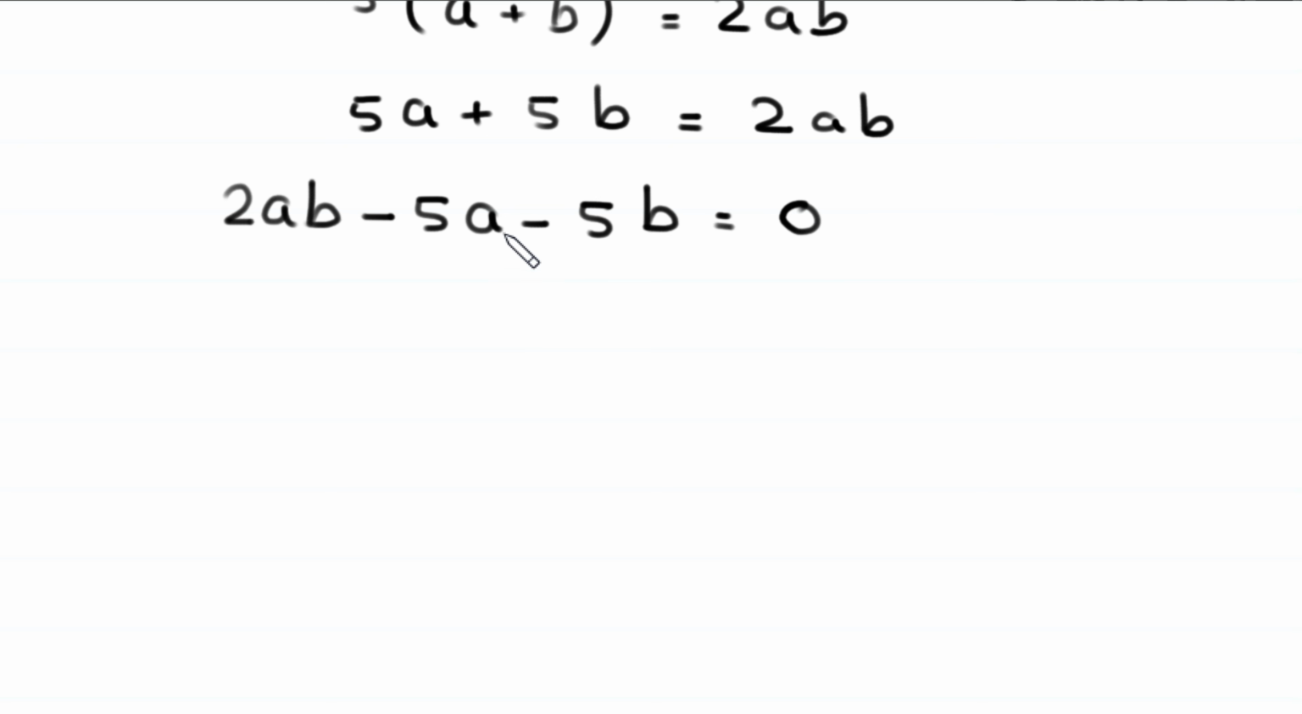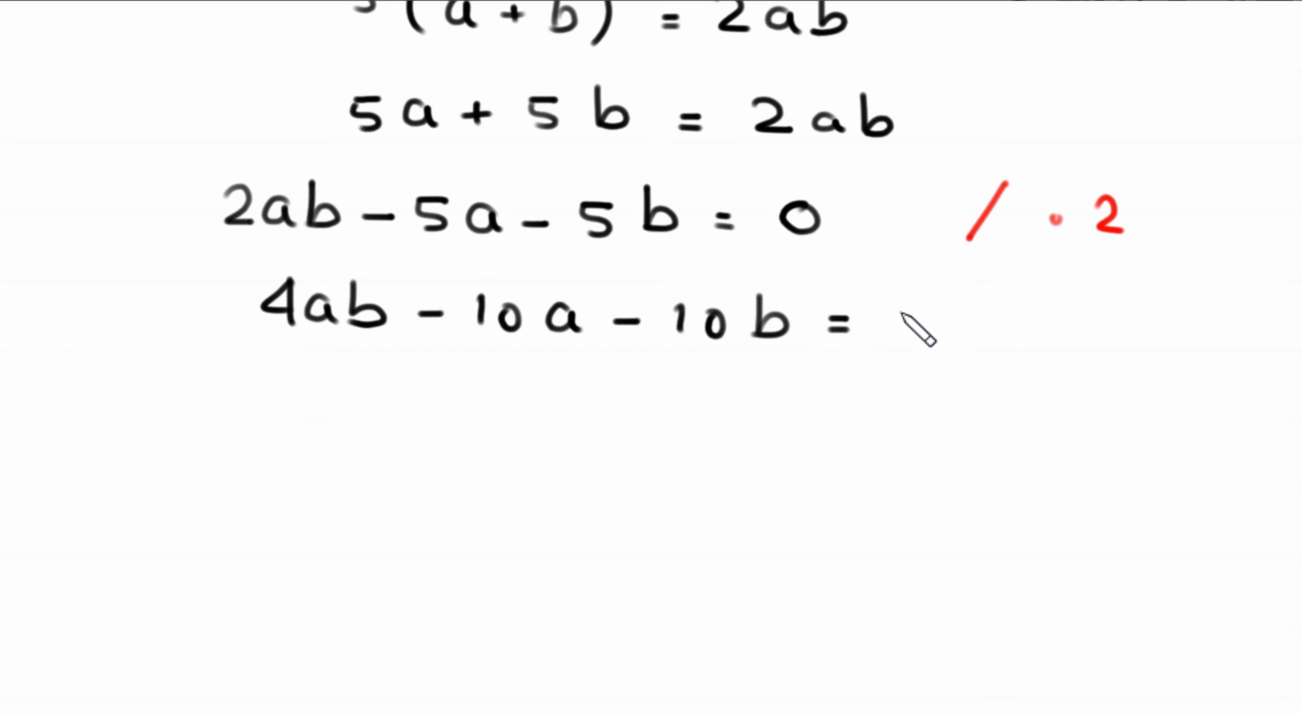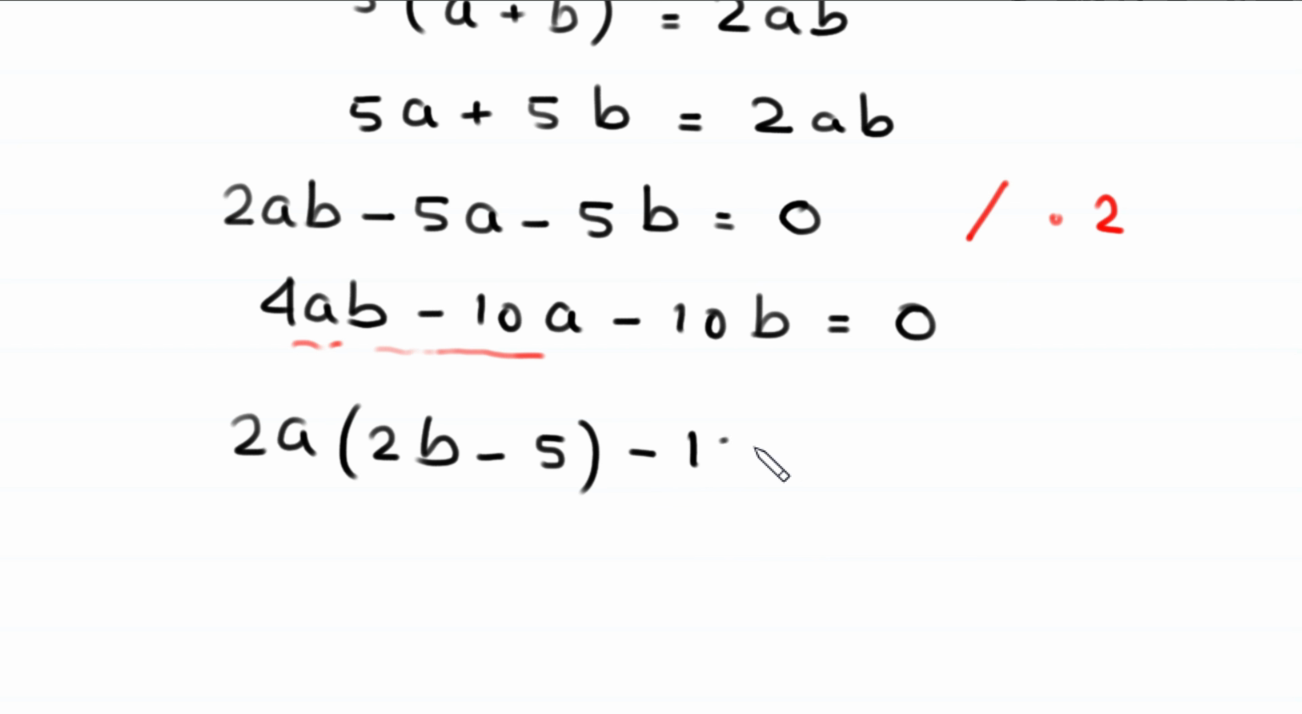Now to make the equation factorable, we multiply the whole equation by 2. So 2 times 2ab becomes 4ab, and 2 times negative 5a is negative 10a, 2 times negative 5b becomes negative 10b, equal to 0. Now from these two terms, 4ab minus 10a, we can factor out 2a. In the bracket we are left with 2b minus 5, minus 10b equal to 0.